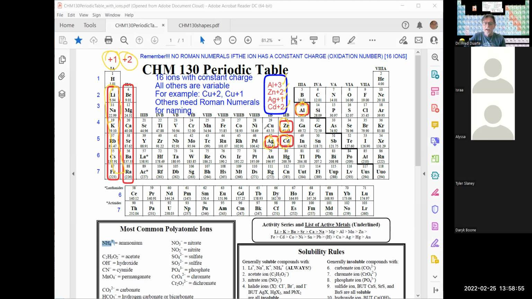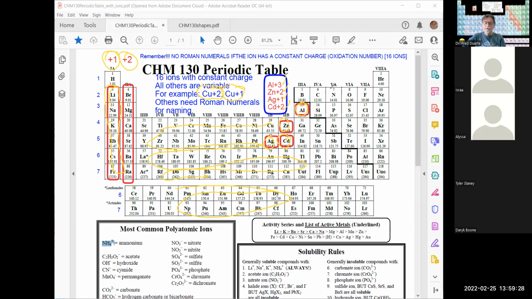What that means is that everybody else varies in oxidation charge. It's variable. For example, copper, you have 2 types. You can lose two electrons and you end up with a copper +2. You can lose 1 and you end up with a copper +1. Okay, it's unpredictable. But those 16, I call them the sweet 16, you know 100% of the time.